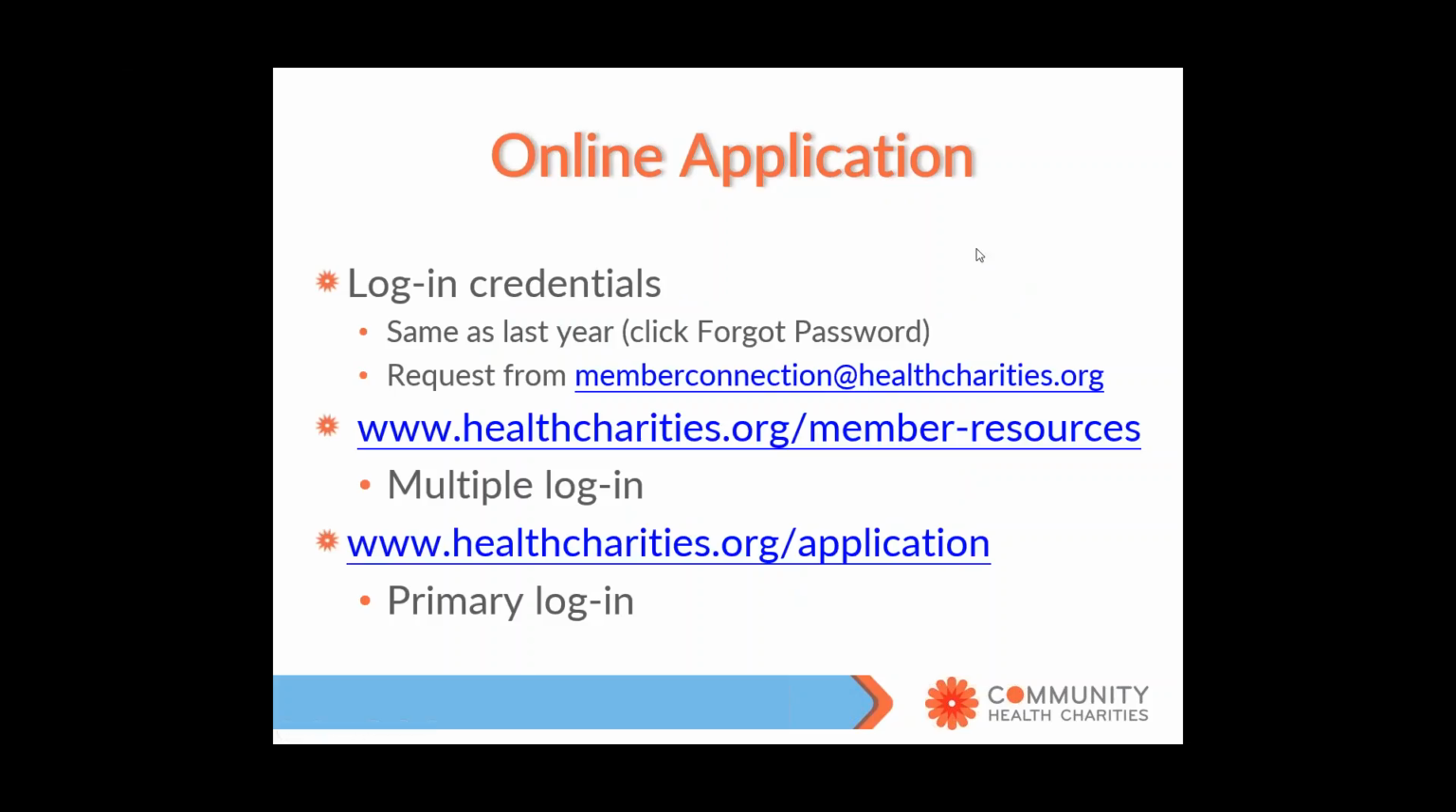So when you are ready to begin the online application, there's a couple of things that we want to talk about before you get started. The first is you need your login credentials. Now, if you were the primary contact from last year and you did the online application, your credentials remain the same. If you can't remember your credentials, simply click Forgot Password and you'll be able to receive an email with that information. Again, if you are new to the organization or we're not responsible for the application, simply email memberconnection@healthcharities.org and you will be able to request that.